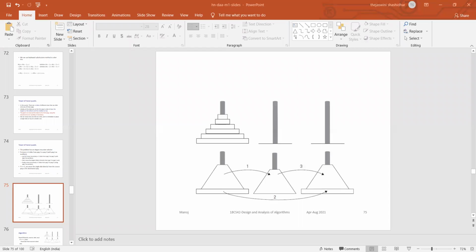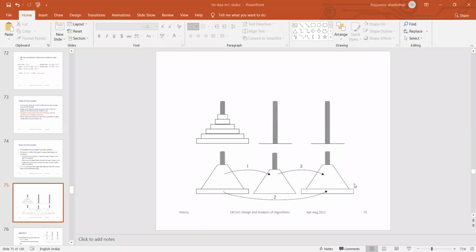So under the third step, you move how many disks? Okay, good. So first step, n minus 1. Second step, 1. Third step.